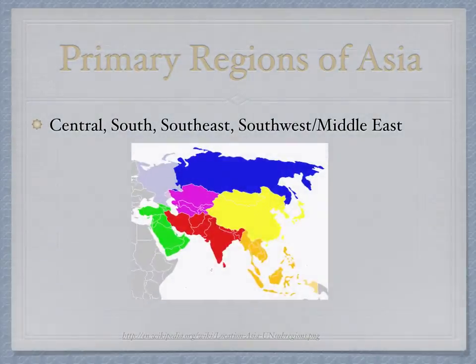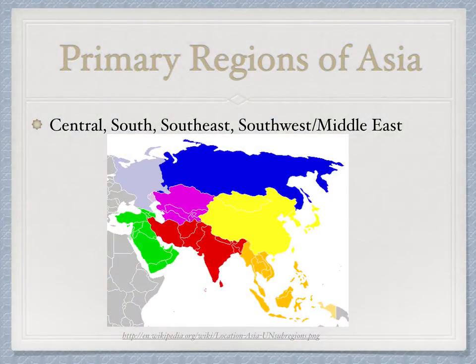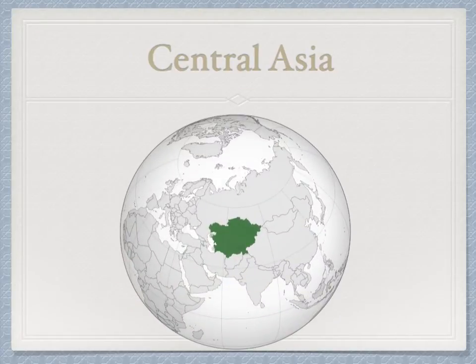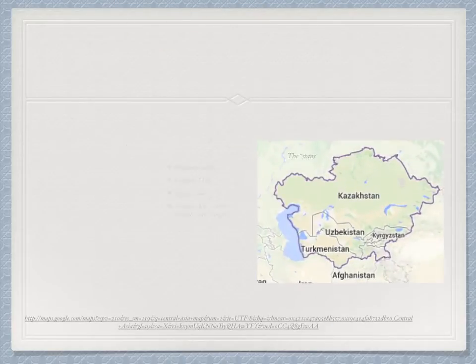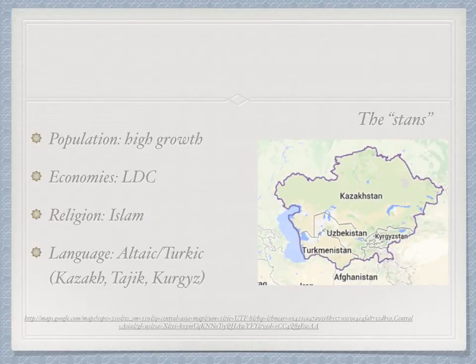In Asia, the four primary regions we're going to look at are Central, South, Southeast, and then a combination Southwest or the Middle East. Sometimes people call it Southwest Asia. It's good to know that Southwest Asia equals Middle East. So Central Asia, a place that we know little about often because, again, not a lot happens there that Americans are concerned about, but a very important area strategically and a place to know about.